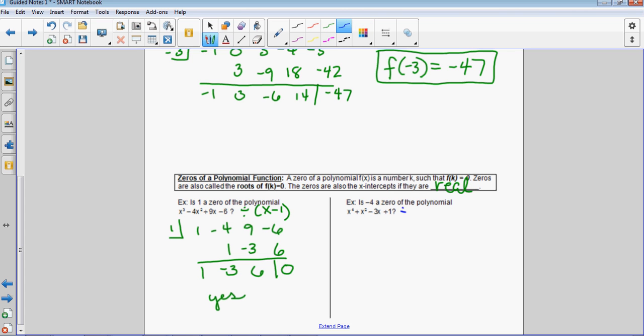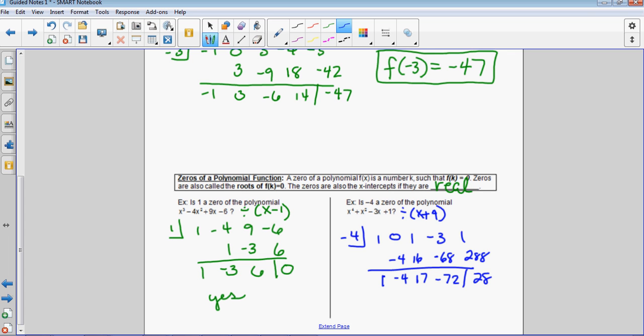So we're going to divide by x plus 4. -4 goes in the box. 1, 0, 1, -3, 1. So the numbers are slowly getting very big, and you're going to figure out pretty soon that this is not a 0. But just to prove it, we're going to find the actual value for f of -4. And it's 289. So no, -4 is not a 0.